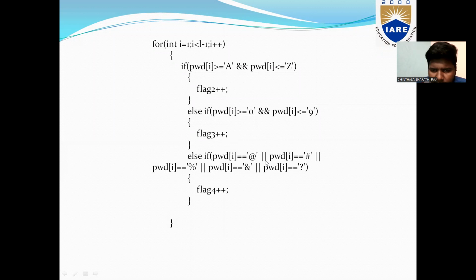Then else if the password is equal to at the rate, or these two slashes, or if pwd[i] is equal to slash, or if pwd[i] equal to percentage, or if pwd[i] is ampersand, or if pwd[i] equal to exclamation or if pwd[i] equal to question mark, then flag4 is incremented. These are the special symbols, then flag4 is incremented.